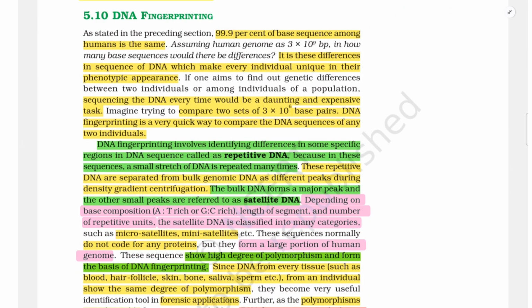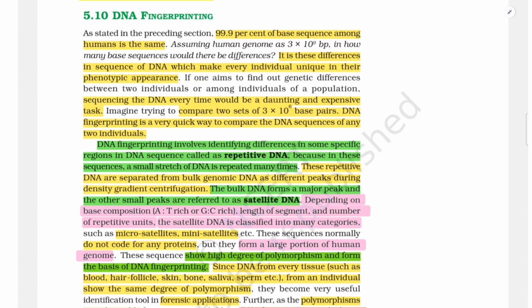5.10 DNA fingerprinting. As stated in the preceding section, 99.9% of base sequence among humans is the same. Assuming human genome as 3 × 10^9 base pairs, in how many base sequences would there be differences? It is these differences in sequences of DNA which make every individual unique in their phenotypic appearance. If one aims to find out genetic differences between two individuals or among individuals of a population, sequencing the DNA every time would be a daunting and expensive task.